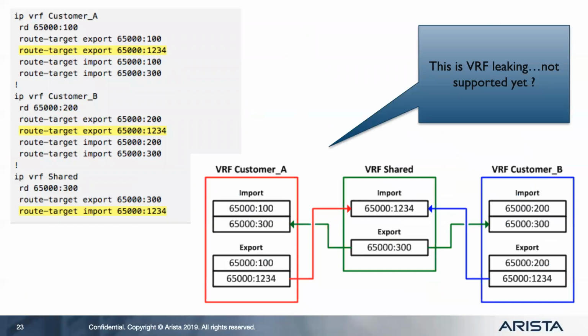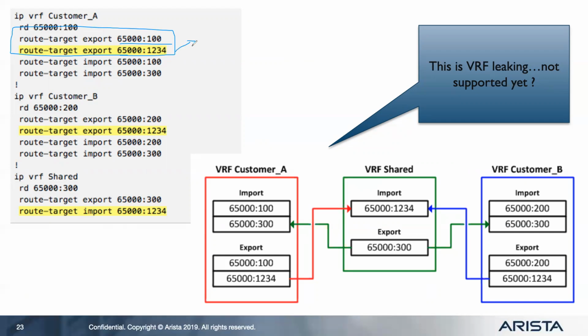Vishal, one quick question. So in this VRF, customer A and customer B, we are exporting with 65,100 and 65,1234. So in this case all the routes will be exported twice with two values, right? Yes. Okay. Any way we can filter this?